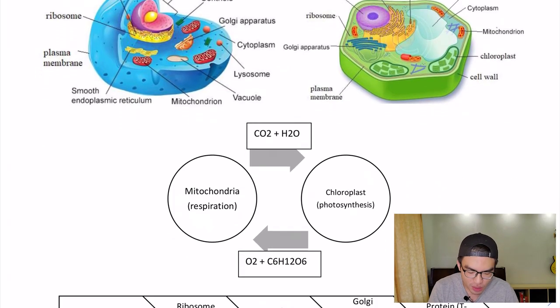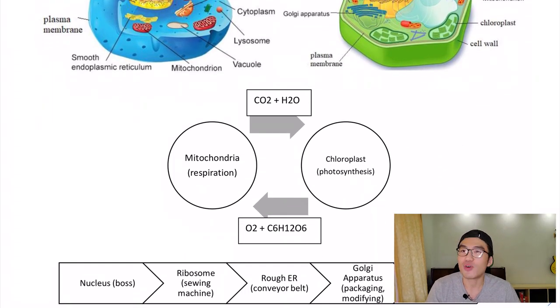Let's begin with your mitochondria and chloroplast. One quick way to memorize your mitochondria and chloroplast is that their processes complement each other. Okay, so what do I mean? Mitochondria and chloroplast, they will sort of do an exchange, alright?